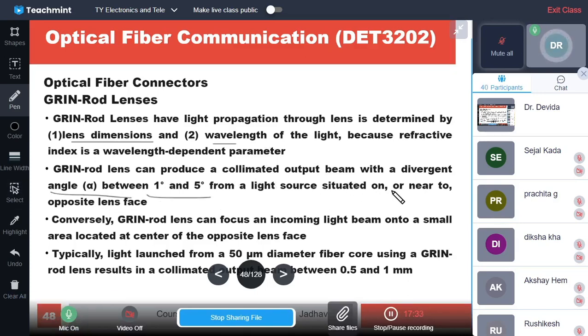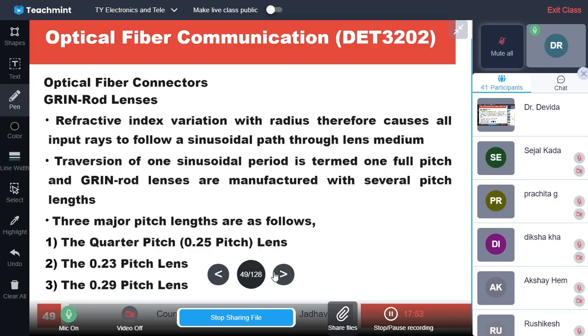So the lens source is situated on or near the opposite face. So conversely, the green rod lens can focus also, and light typically launched from a 50 micrometer diameter fiber core using the green rod lens results in a collimated beam between 0.5 to 1 mm. So the green rod lens can have 1 mm to 0.5 mm dimensions as compared to 50 micrometer fibers. So refractive index variation with the radius therefore causes the input rays to follow the sinusoidal path.